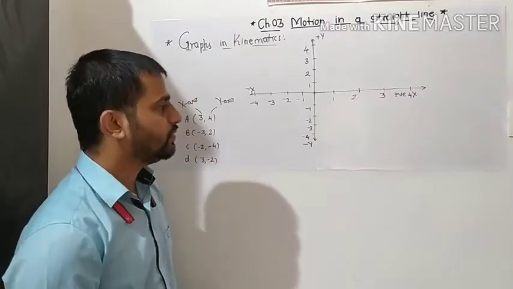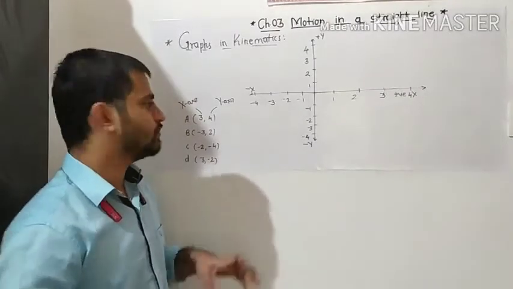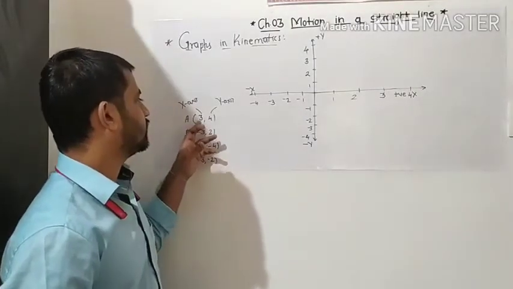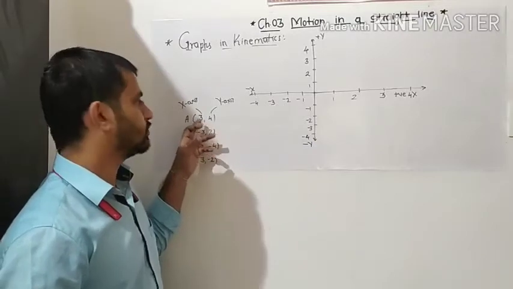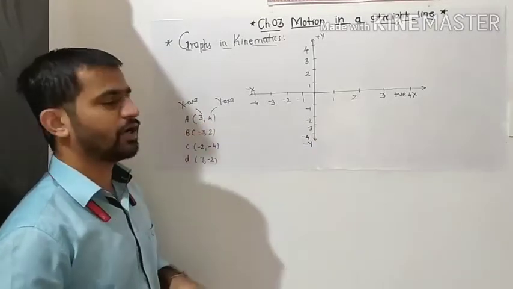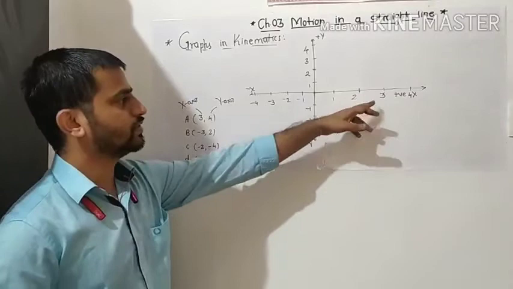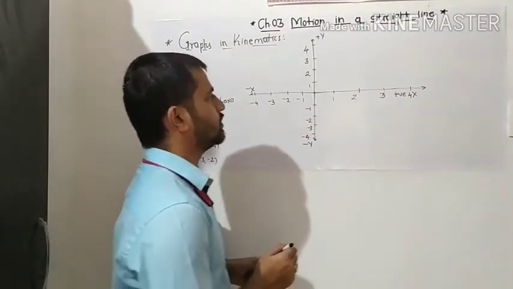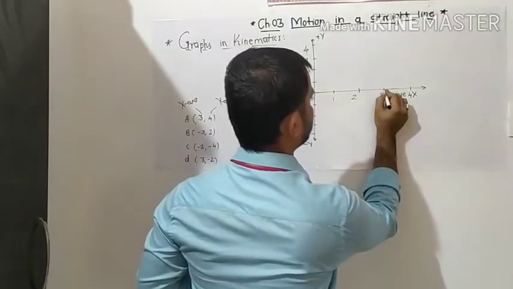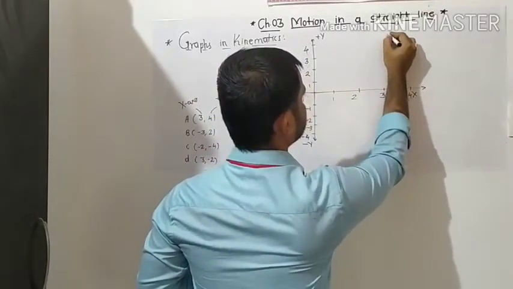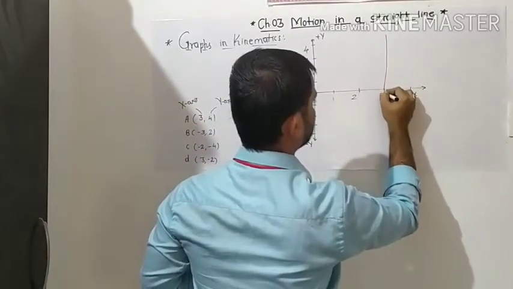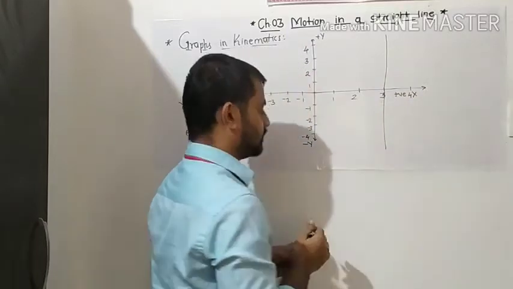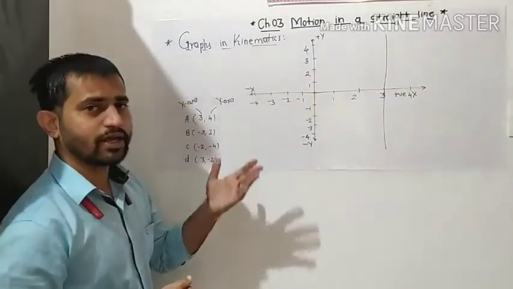Now I have to give the location of this point A, and in that it is given as 3 and 4. So I have to draw one perpendicular line from this 3. If I draw this perpendicular line to the axis, this is the perpendicular line from this axis.